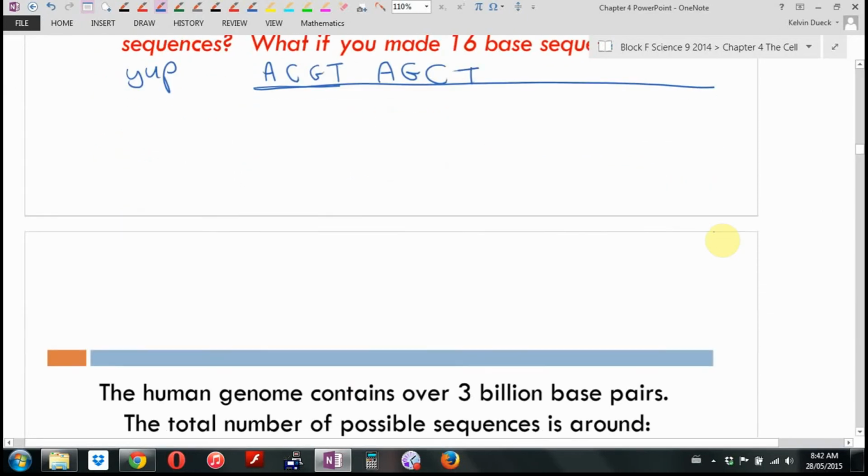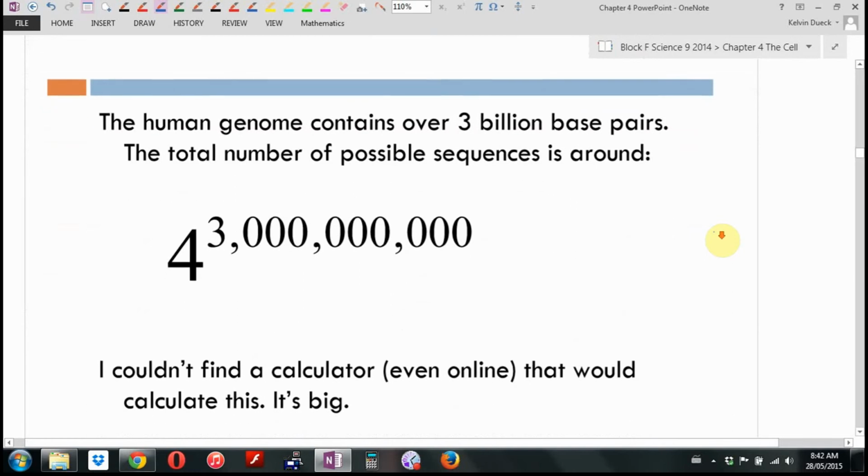Well, it turns out the human genome contains over 3 billion base pairs. The total number of sequences is around 4 to the 3 billionth power. I couldn't find a calculator even online that would calculate that number. It's big. That's why all human beings are different. Is it theoretically possible for 2 human beings to be identical? Now with twins, because they have identical genetics, yes, but is it possible for 2 human beings from 2 different parents to be genetically identical? It ain't likely. It would be a big fluke.